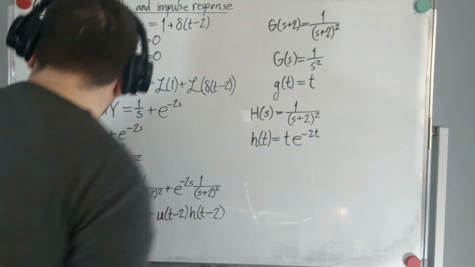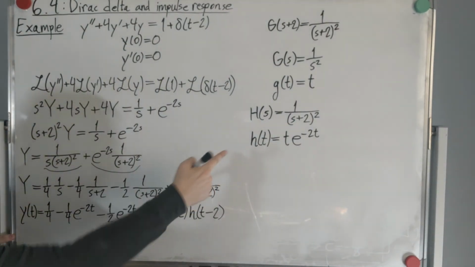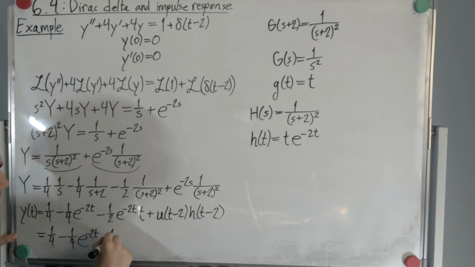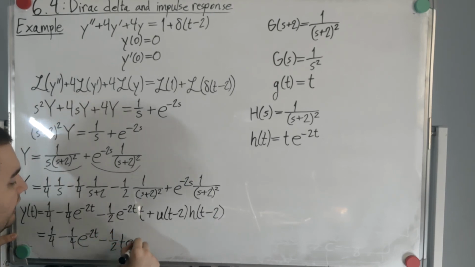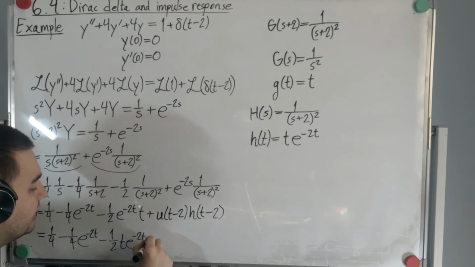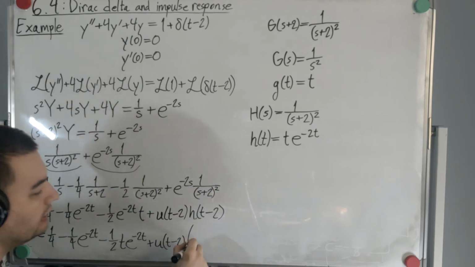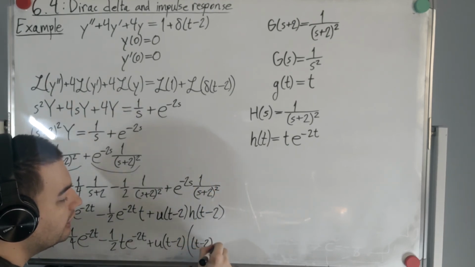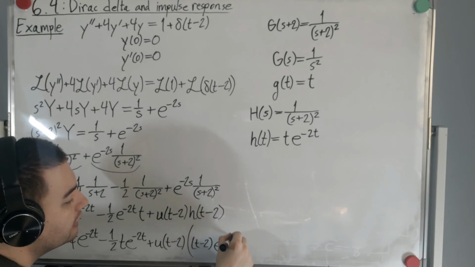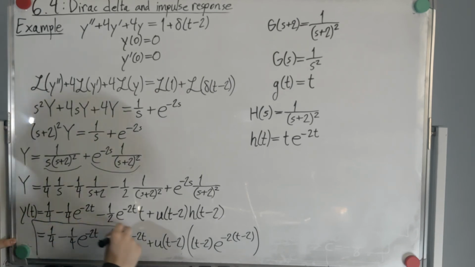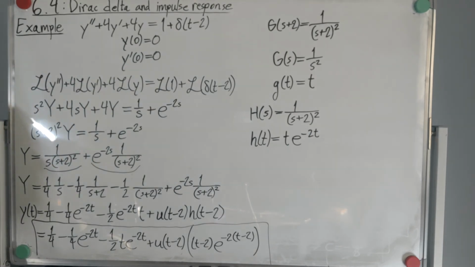And then finally, we already know what h of t is, so this just becomes 1/4 minus 1/4 e to the negative 2t minus 1/2 t e to the negative 2t plus u of t minus 2 times t minus 2 e to the negative 2 times t minus 2. And that right there is our solution. Okay?